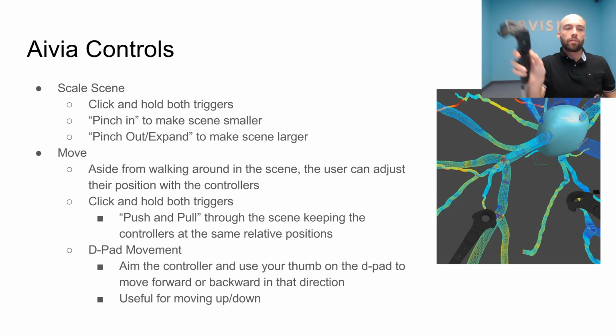For the D-pad, we have that mapped to moving and translating yourself in the scene, so we know exactly where your thumb's at on this pad. It's also a way to move around.